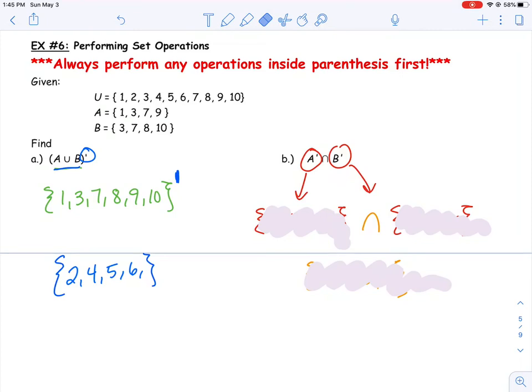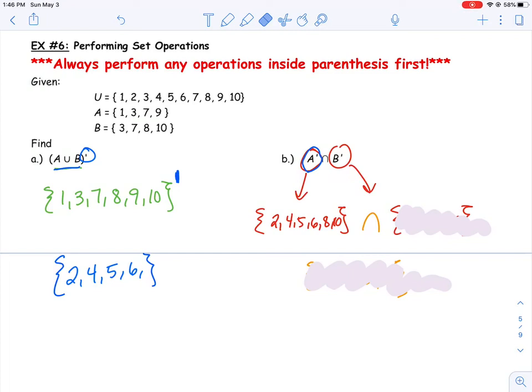Let's do another one. In part B, it doesn't have any parentheses. So that means we're going to do each piece separately and then kind of combine them. So the first thing we need to do is the complement of A. What elements are in our universal set that are not in set A? Write them all down.